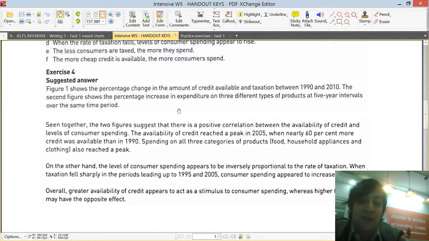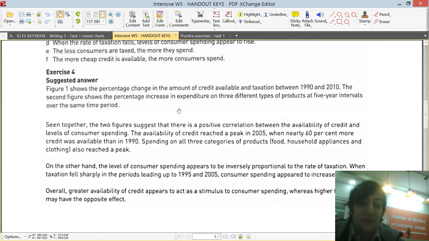The availability of credit reached a peak in 2005 when nearly 60% more credit was available than in 1990. Spending on all 3 categories of products, food, household appliances and clothing, also reached a peak. On the other hand, the level of consumer spending appears to be inversely proportional to the rate of taxation. When taxation fell sharply in the periods leading up to 1995 and 2005, consumer spending appeared to increase sharply.